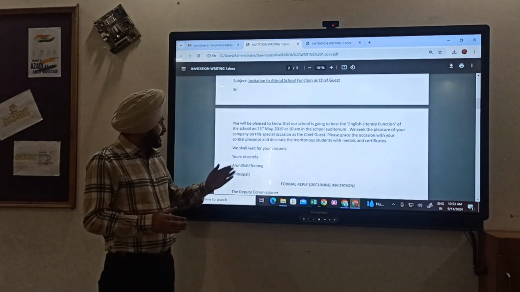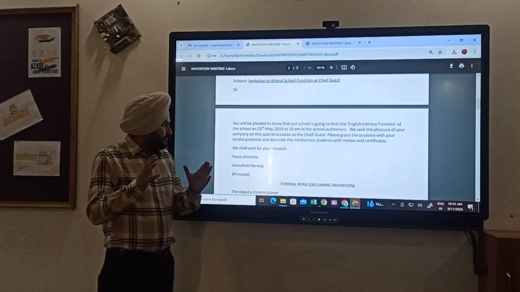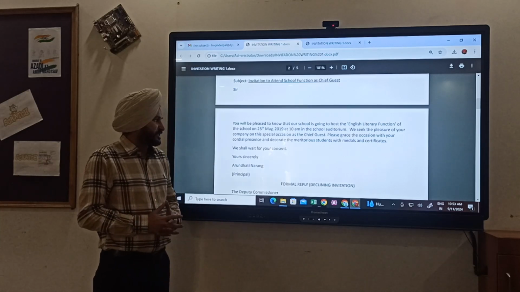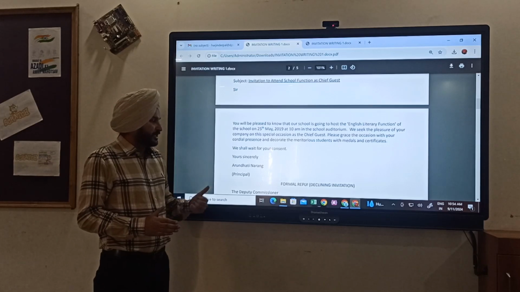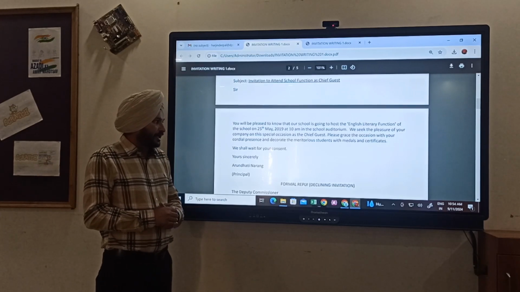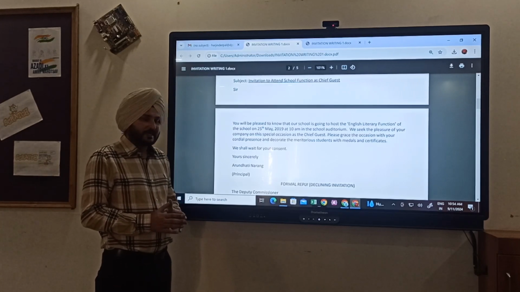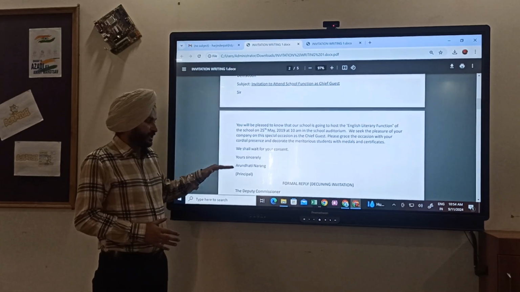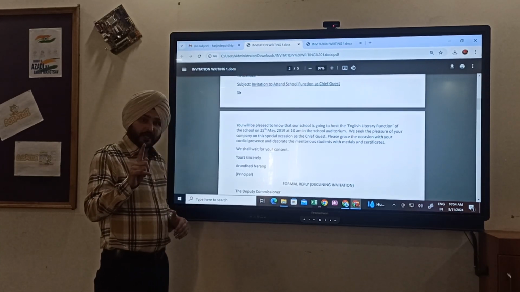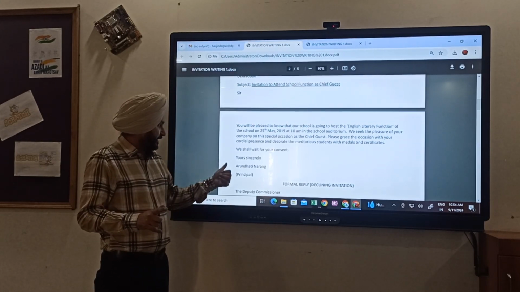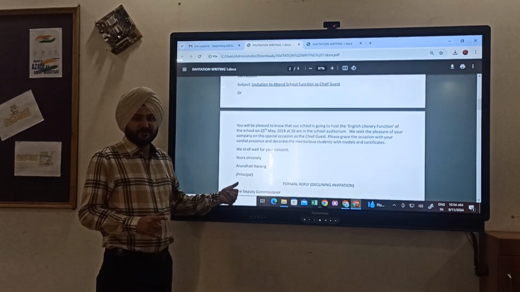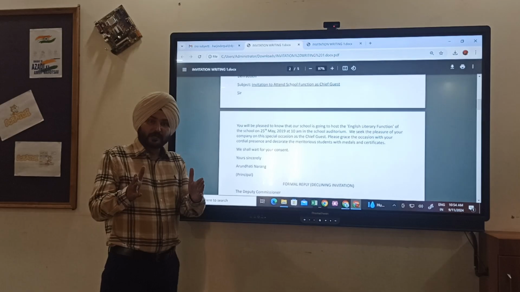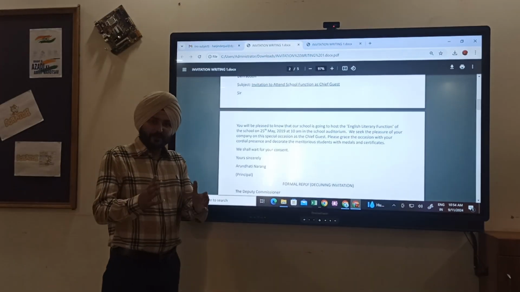We seek the pleasure of your company on this special occasion as the chief guest. So please grace the occasion with your cordial presence and decorate the meritorious students with medals and certificates. Then we write, we shall wait for your consent. And the consent is a must. Then we write, yours sincerely, name, designation of the person. And this is how we write a formal invitation for one person.